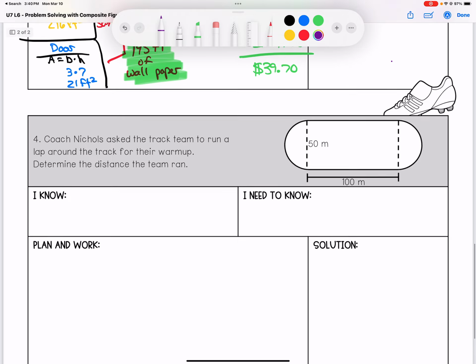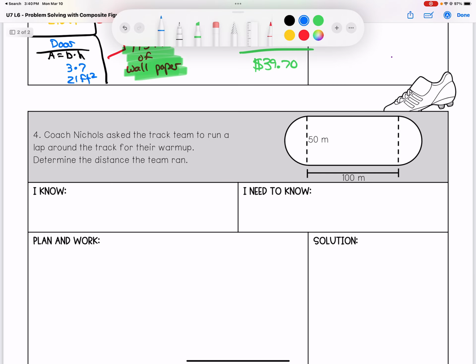And the last question of the day. Coach Nichols asked the team to run a lap around the track. Determine the distance that they ran. All right. So what do I know? I need to know how far they ran all the way around that sucker. So what do I know? Okay, we'll stay in blue.